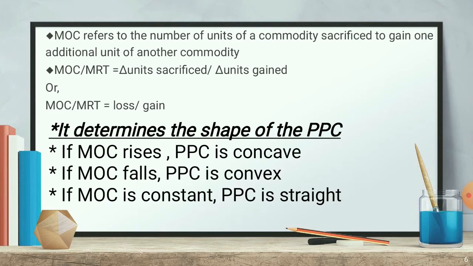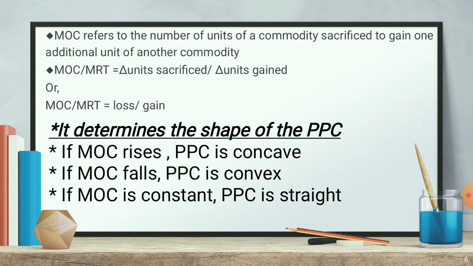So we can have the formula on the basis of the definition: change in the units sacrificed divided by change in the units gained. Or in simple words, whatever loss we are incurring in the first commodity, divided by the gain we are getting in the next commodity. So this is the formula for marginal opportunity cost: loss upon gain. I will tell you with the table in the next slides.